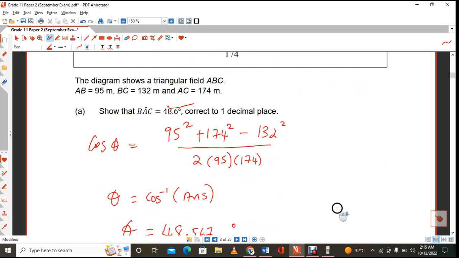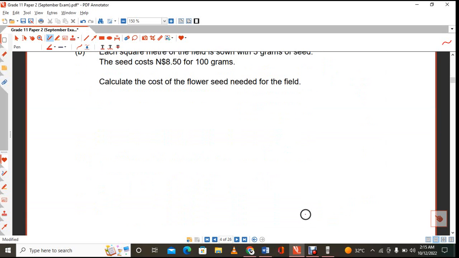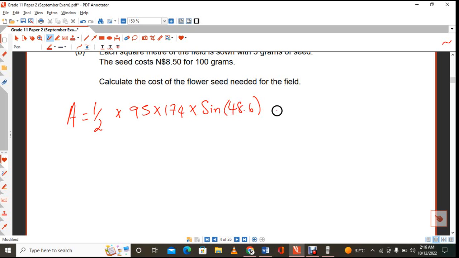So let me just go back to our question. We're going to calculate the area. The area is equal to a half, then we multiply that by 95, multiply that by 174, and multiply that by the sine of 48.6 degrees. This gives us an area of 6,199 point something. I'm just going to write it out up to so many decimal places. All right, so that's the area.